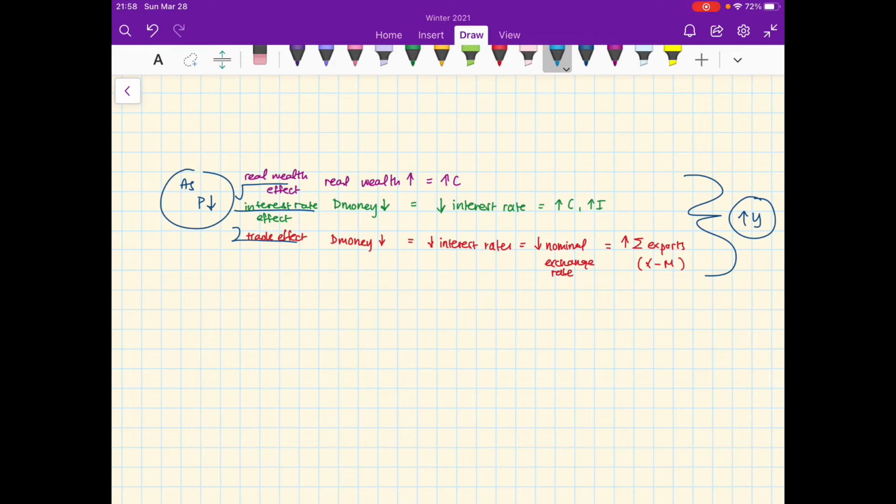It also means that the nominal interest rate decreases, leading to an increase in net exports, as domestic goods and services are now cheaper for foreign consumers. Both of these effects lead to an increase in real GDP. And so now, hopefully you can get a sense as to why aggregate demand is downward sloping, showing the inverse relationship between price level and real GDP.